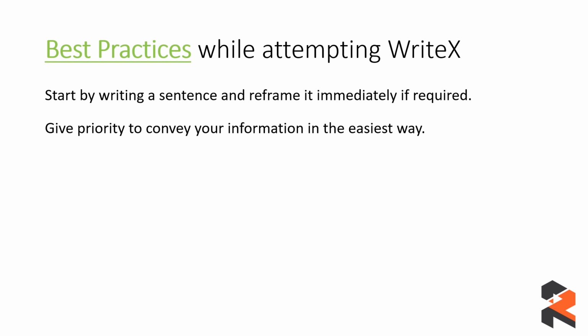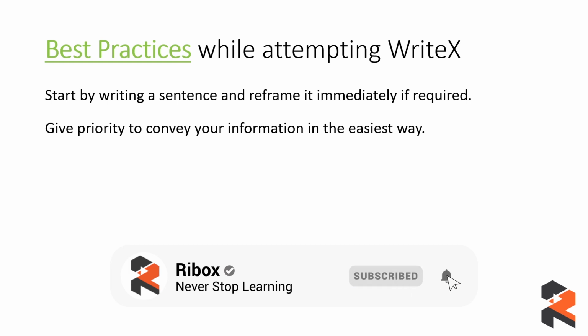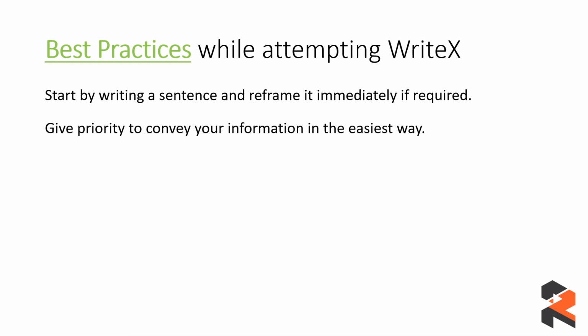Give priority to conveying your information in the easiest way possible. As I talked about writing sentences in a concise manner, this is what you should always ensure, that you write everything in the easiest way so that you don't get confused, first of all. Second, you don't commit any kind of mistakes in terms of grammar, sentences, or punctuation marks. So those kinds of mistakes are avoided because simplicity is always the key.